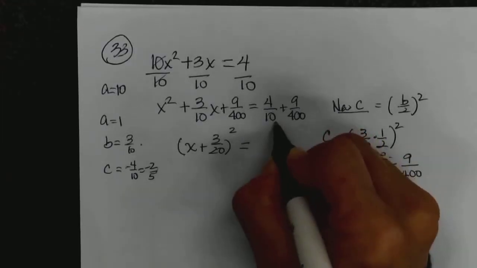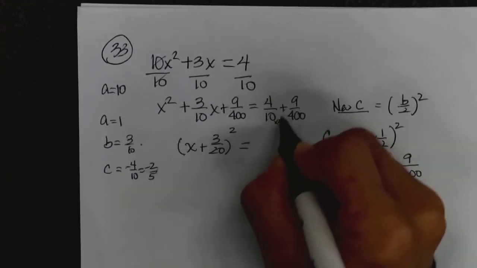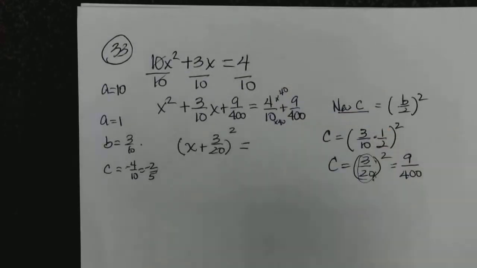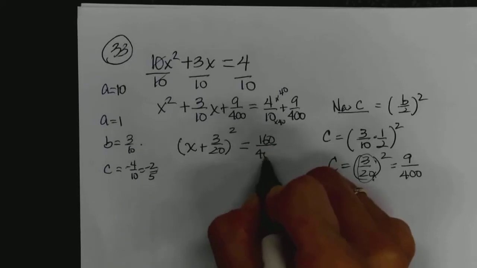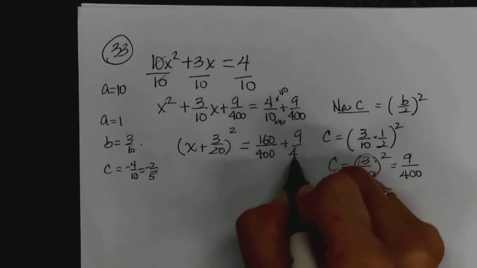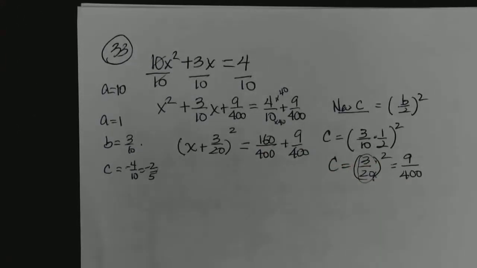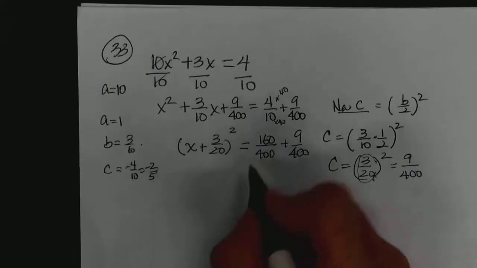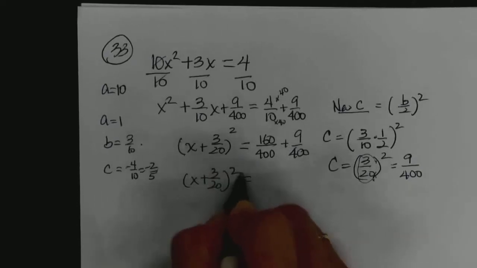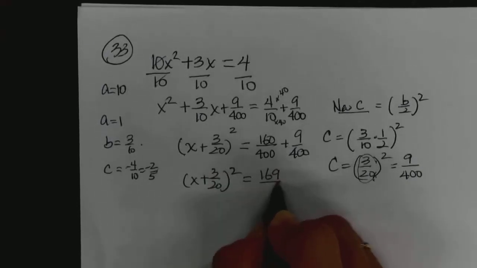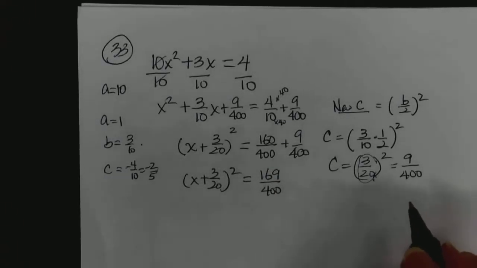I'm going to make this become 400, I got to multiply by 40. So I'm going to multiply that by 40. Okay? Which then makes it 160 divided by 400 plus 9 over 400. What's 160 plus 9? 169. So I get x plus 3 over 20 squared equals 169 divided by 400. And this is actually a real nice number also.